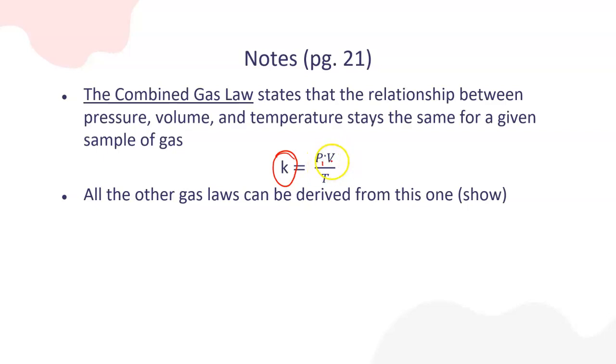We can say that for every point in time, these are going to be equal to another point as long as it's the same sample of gas. So an alternate form of this would be P1 V1 over T1 is equal to P2 V2 over T2. The first three gas laws that we talked about in class, Charles' law, Boyle's law, and Gay-Lussac's law, are all derived from this one, or they all combine to give us this one.